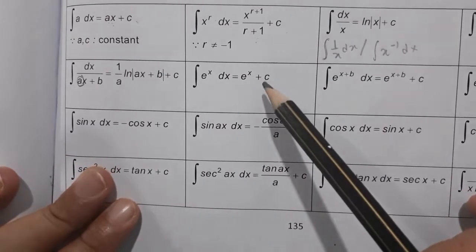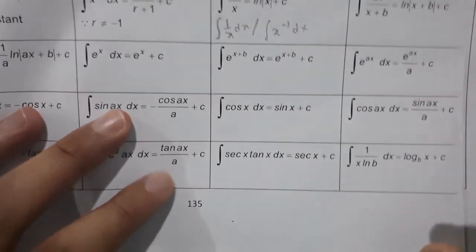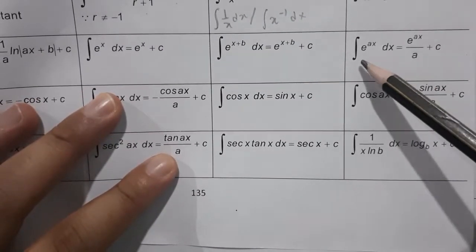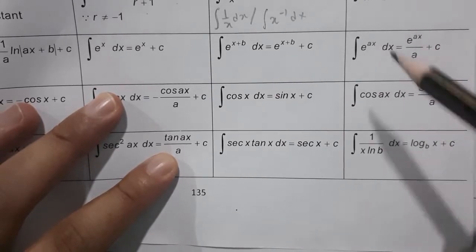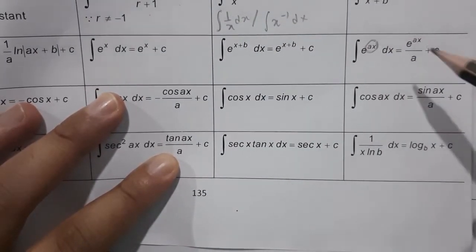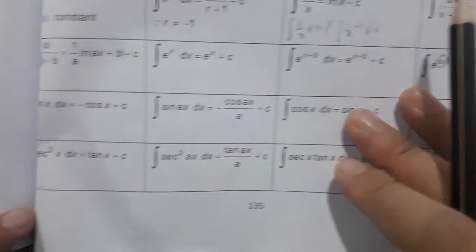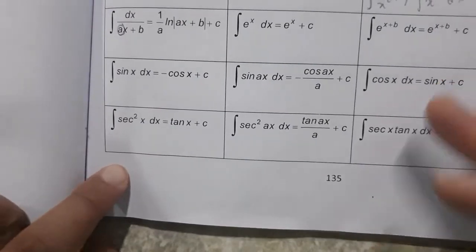Integrate e power x is still e power x. Integrate e power x plus b, e power x plus b plus c. Integrate e power ax. So we have a coefficient in front of x. We get e power ax over a. Next example.